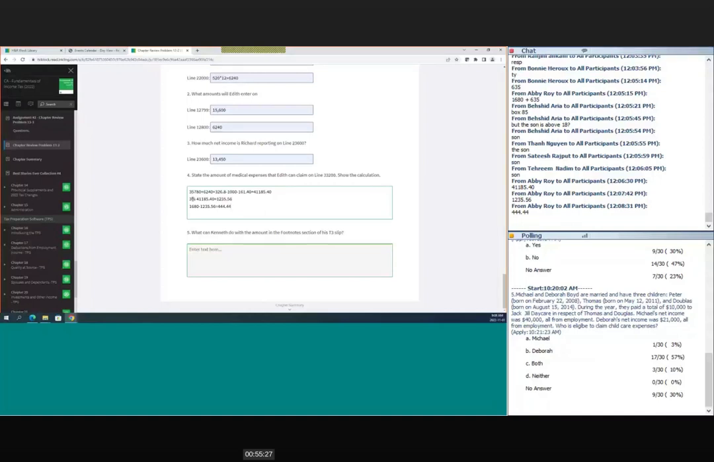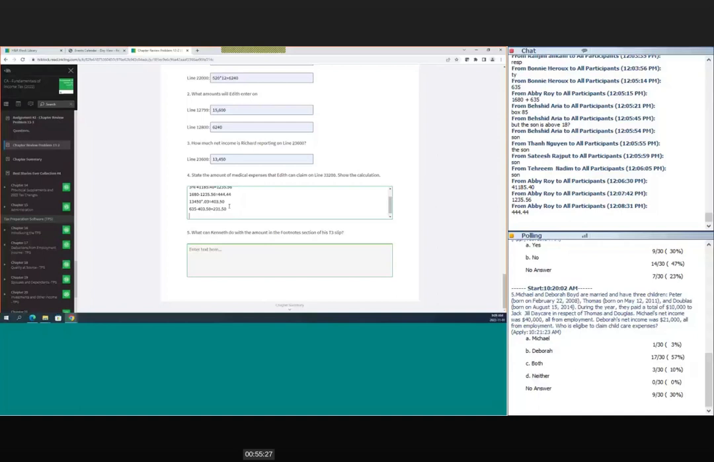So for her son, we determined that his net income was 13, where was it again? 13,450 times 0.03, and that will equal the threshold of 403.50, right? 403.50 for him. So what can we claim as an amount for him? It's going to be the 635 minus the 403.50, which is equal to 231.50.